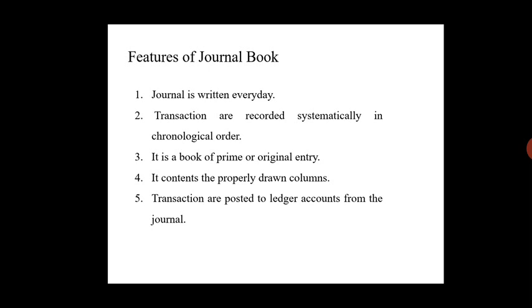Next one is that it contains properly drawn columns. Whatever is recorded in the journal book is recorded with proper columns: the date column, particulars column, LF column, debit amount column, and credit amount column. They record in a systematic way like this. The last one is that transactions are posted to ledger accounts from the journal. After preparing the journals, they are posted into the ledger accounts. These are the features of the journal book.